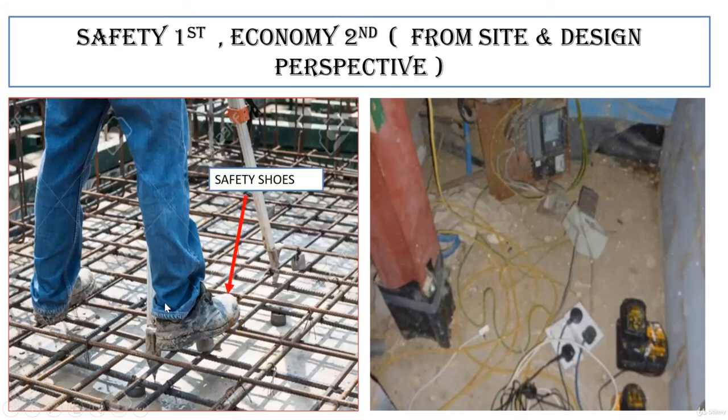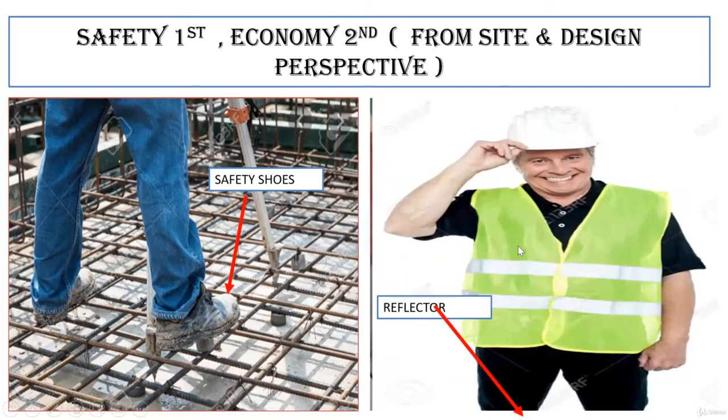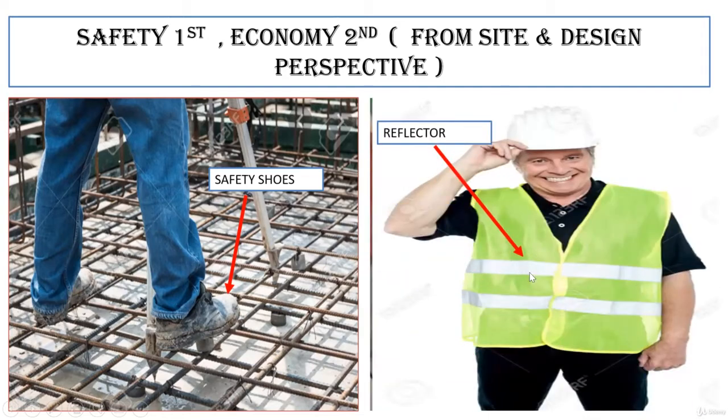And always you have to wear the safety shoes. This is a must for all civil engineers. You have to always wear the safety shoes. And also there are certain things, like this is called a reflector. You can call it a jacket. And this is a helmet. This is a must. Safety shoes, the reflector, and the helmet are a must for a civil engineer.